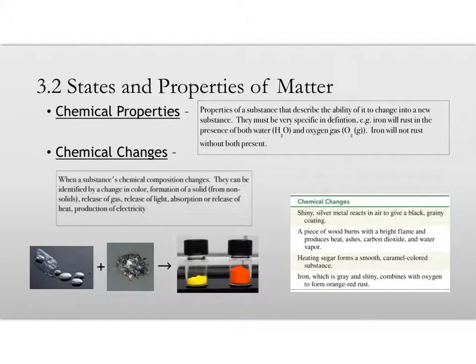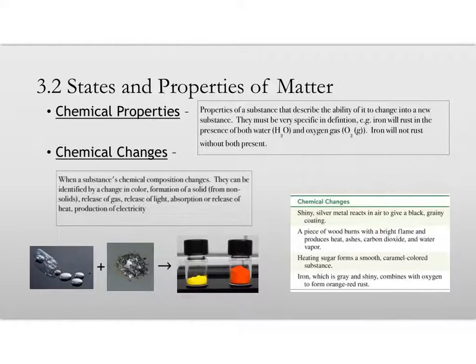So does iron rust in the presence of water and oxygen at, let's say, 80 degrees Fahrenheit? Yes. Does iron rust in the presence of water and oxygen at 0 Kelvin? No. Is it going to rust in the presence of water but not in the presence of oxygen? No. And so on and so forth.